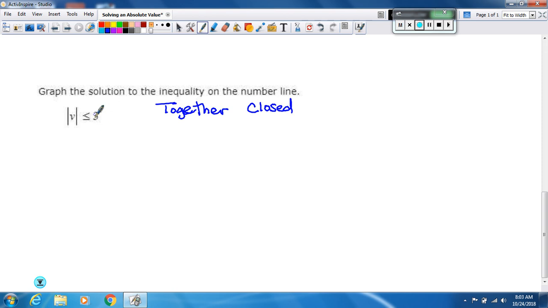To get rid of the absolute value, you put the negative out front, so -3 equals v equals 3. So the two numbers we're talking about are -3 and +3. We're going to use closed circles this time because the inequality was underlined, and because it was less than, we're going to graph them together.